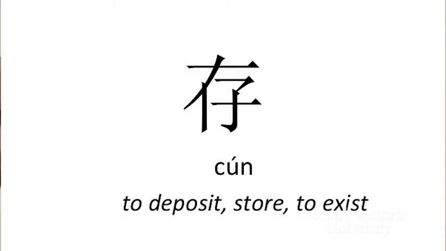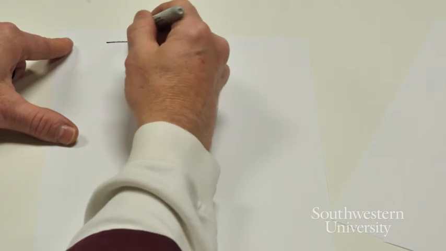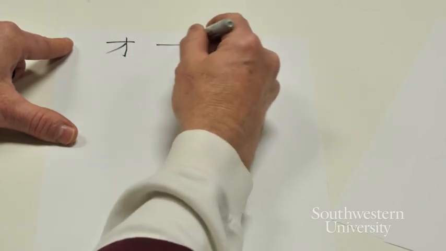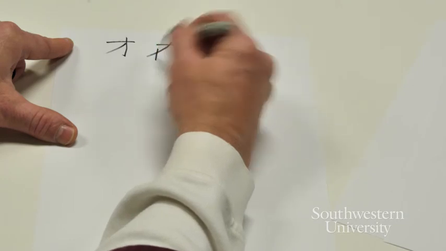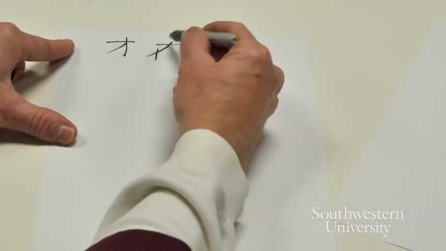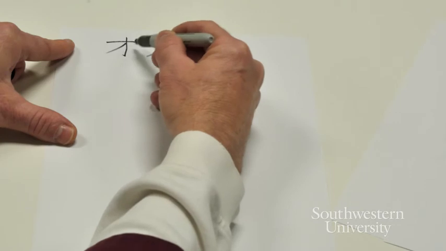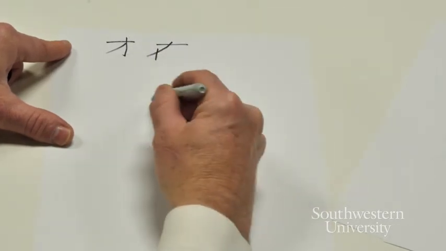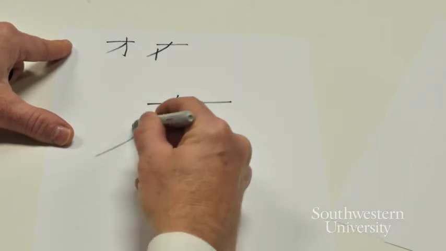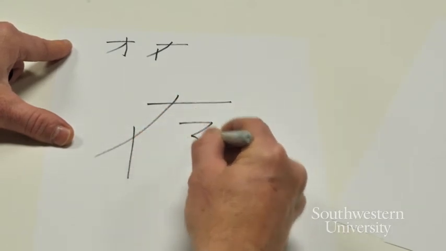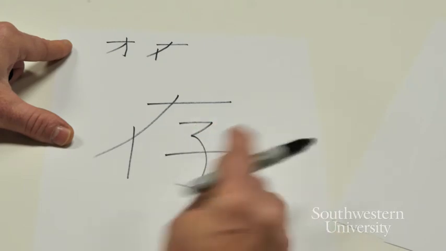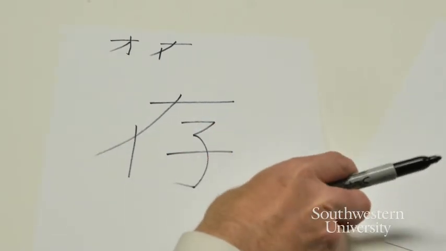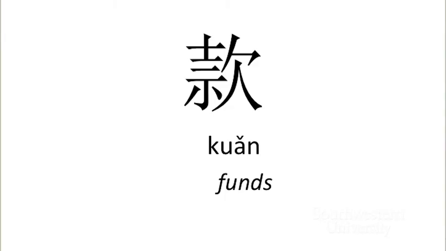Cun. So here is this unusual radical cai when it's written as a component over a character. This pie is moved to the left and up, and the shugo is moved down and to the side. Cun, to store or to save things. I think that zi could indicate the seeds that you're storing, but I think it's just phonetic.